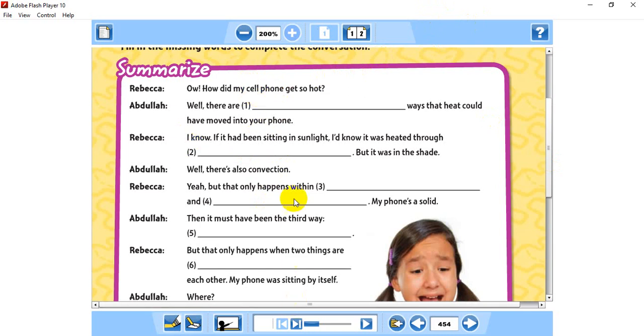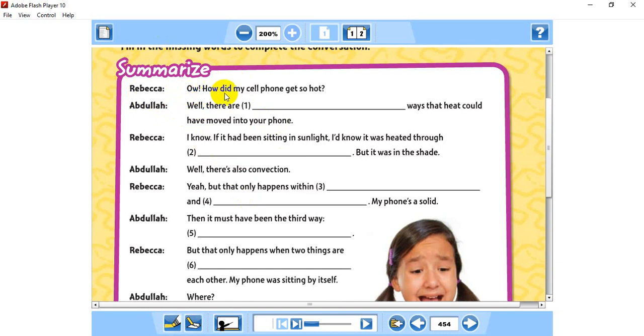Here on this page they are revising with you the types of energy that move from one object to another, with some examples given here. I will start this revision or summary with a conversation between two students, Rebecca and Abdullah. So let's start now, guys. Let's solve the first question.